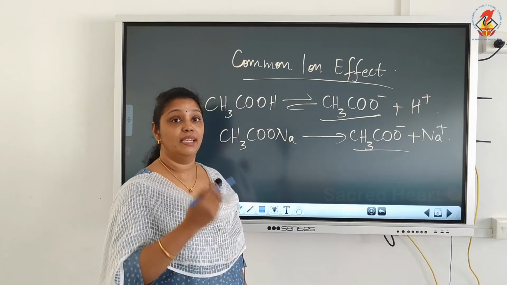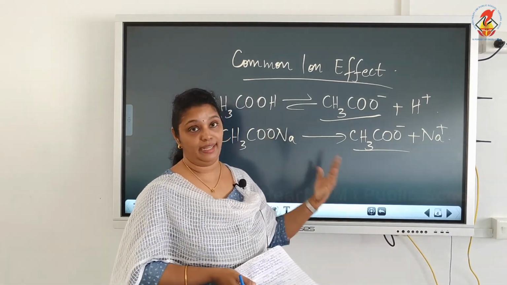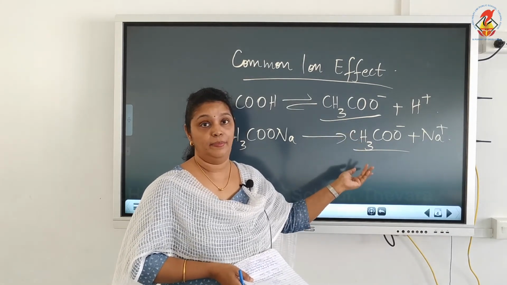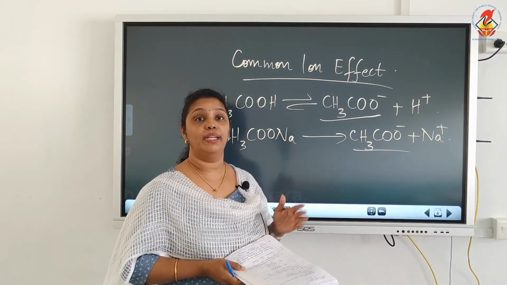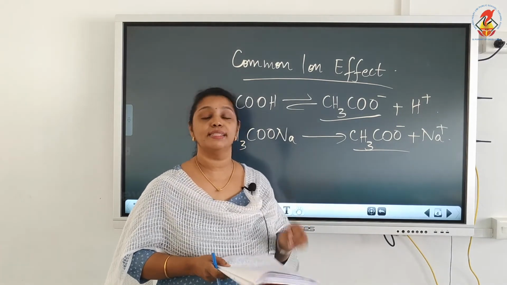So what happens? Now according to Le Chatelier's principle, the backward reaction will take place because the concentration of acetate ion is higher. So the backward reaction takes place, and what will happen? The dissociation of acetic acid will be suppressed.